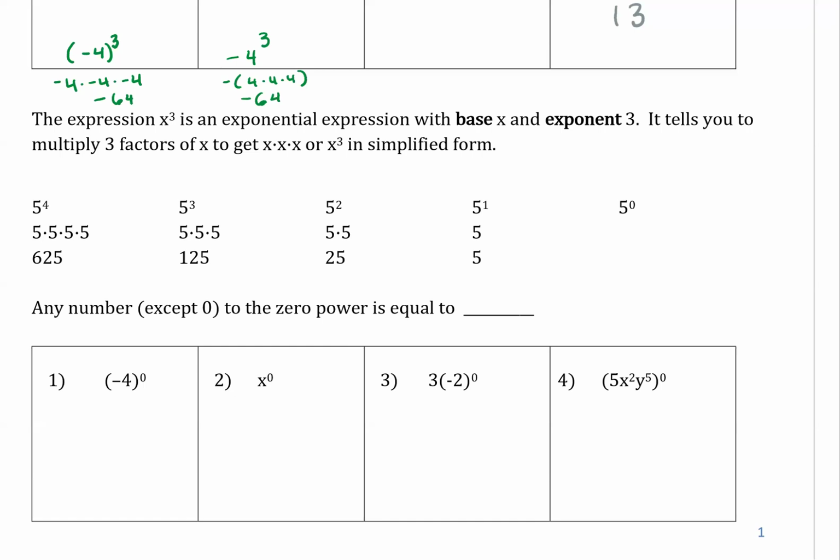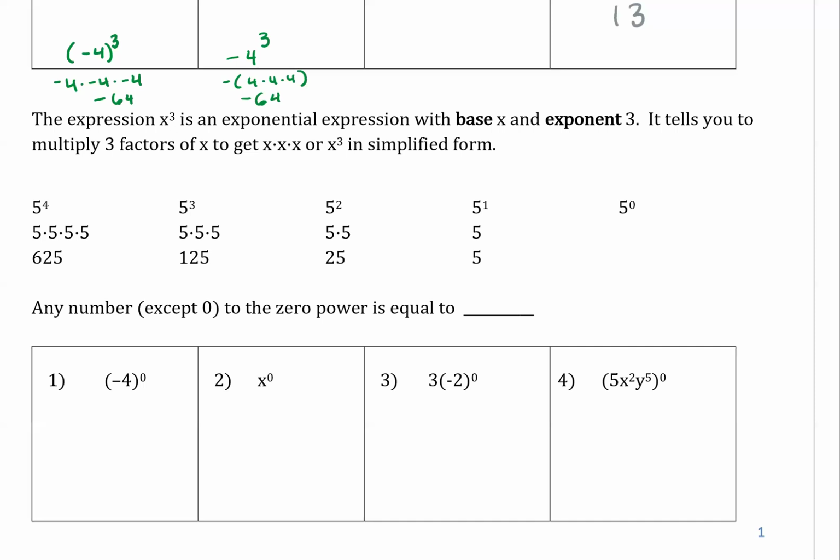did I say it 4 times? 5 times 5 times 5 times 5, which is 625. 5 cubed, 5 times 5 times 5, which is 125. 5 squared, 5 times 5, which is 25. 5 to the first would be 5, which would just be 5. How can we use this pattern to figure out what 5 to the 0 would be?